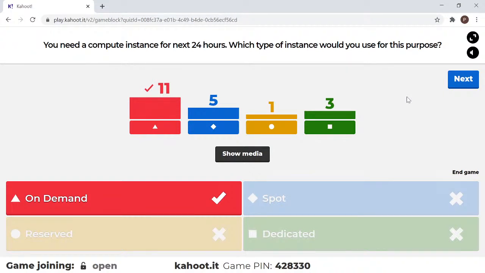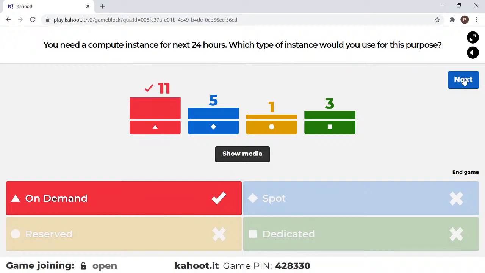Yes, the answer is on demand because you need the compute instance for next 24 hours, full 24 hours. If you need it for a very long term, like 1 year or 3 years, then you could have reserved it. If you need it for unpredictable workload, then it will be like spot. And if you want the entire physical server for yourself, it will be dedicated. In this case, on demand is the correct answer.